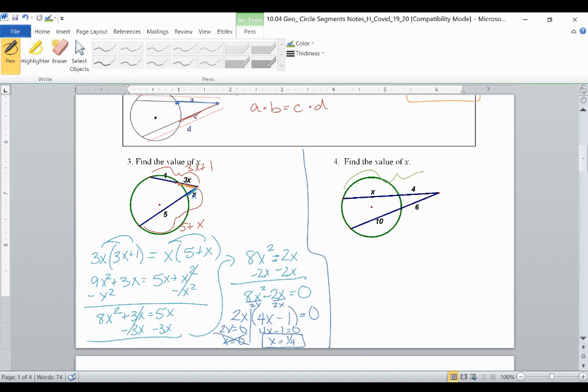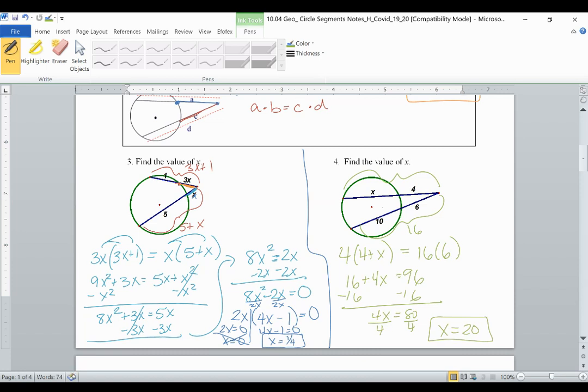Okay, so hopefully you took your whole piece and then you multiplied it by the outside, which would be 4. Here, if I add those together, I get 16 times the outside is 6. Distribute my 4 in, I get 16 plus 4x equals 96. Subtract over my 16, I get 4x equals 80. Divide both sides by 4, and x is 20. Make sure that's a positive length, and it still is. So that will work. So that's it for that one.